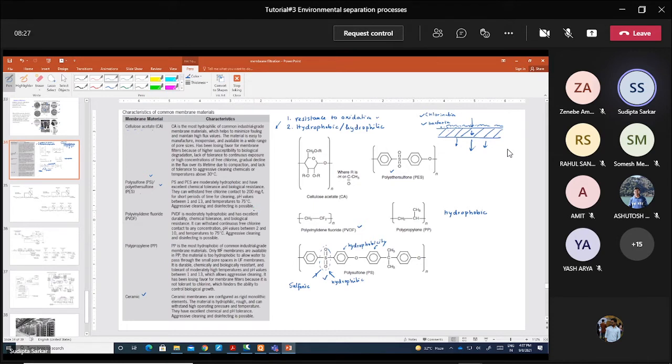But again, they are not as great as PVDF membranes, which are polyvinylidene fluoride membranes. Because we have fluoride in part of the polymer network, it has some hydrophilicity, as well as hydrophobic nature because it's an aliphatic chain. So here, aggressive cleaning and disinfection is possible.